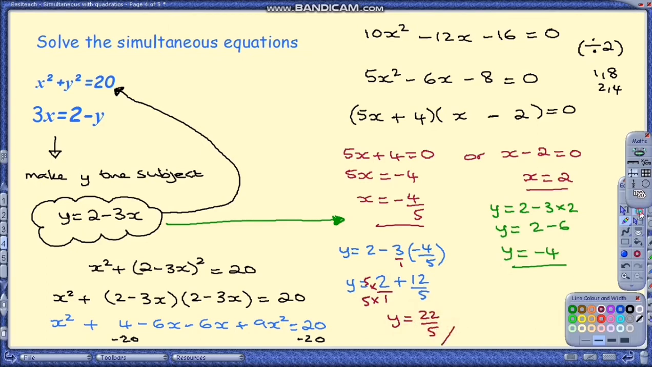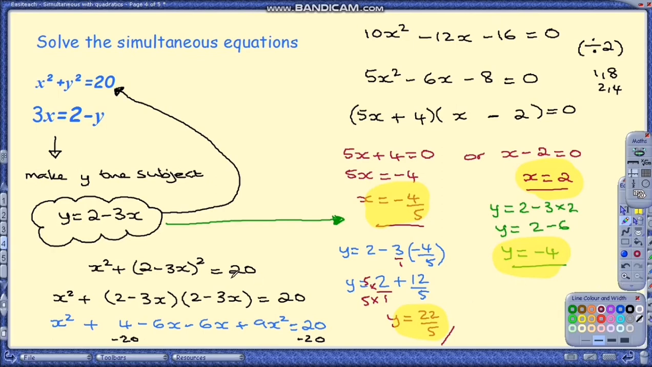Okay, so these are your solutions where x is 2 or x is minus 4 fifths, y is minus 4, and y is 22 over 5. I hope that makes sense.